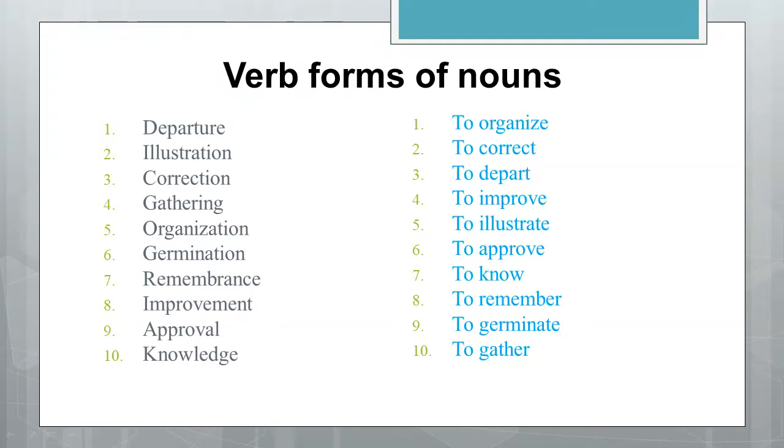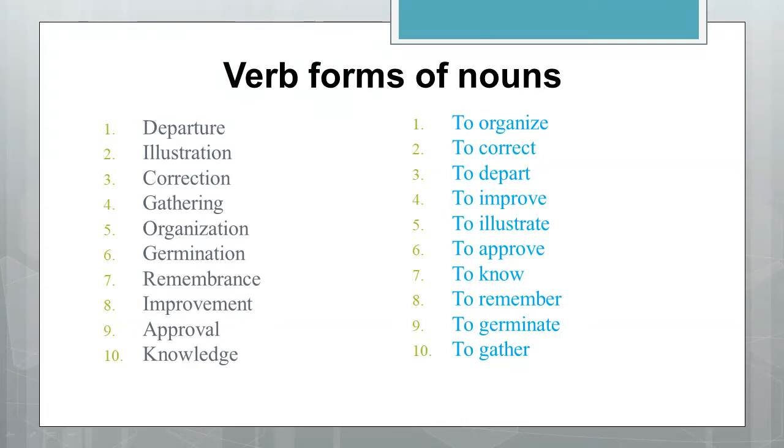Germination means growth. Remembrance means to remember something, to keep something in memory. Improvement means development. Approval means consent or agreement of someone, and knowledge means information or some facts or data. Look at your screens. You are given the options.